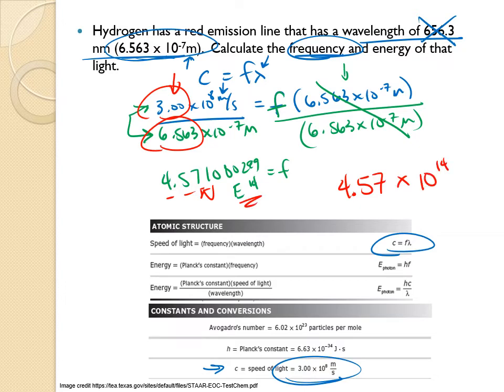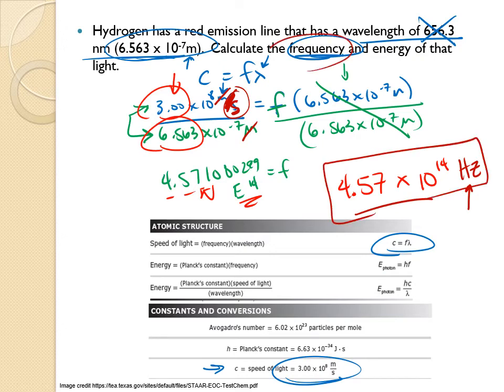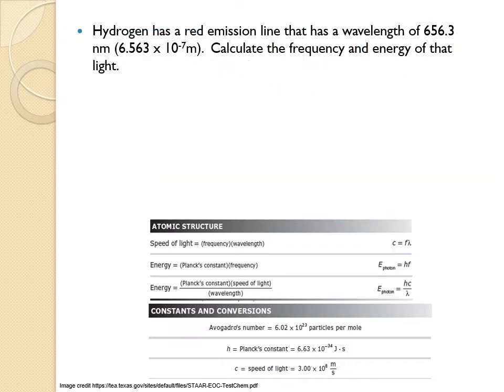Let's talk about what our unit label is going to be. So my meters, top and bottom, canceled out. I'm left with divided by seconds. We're talking about waves. Waves per second means hertz. So my unit label is going to be hertz. 4.57 times 10 to the 14th hertz is our frequency. Good. Now we can finish the problem and calculate energy.